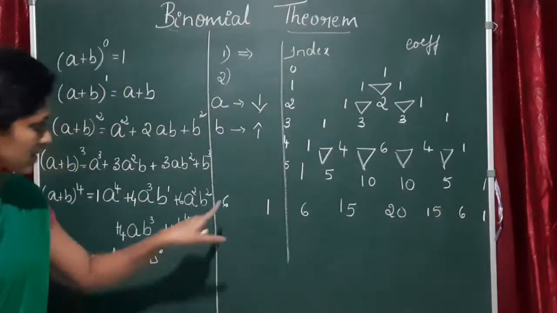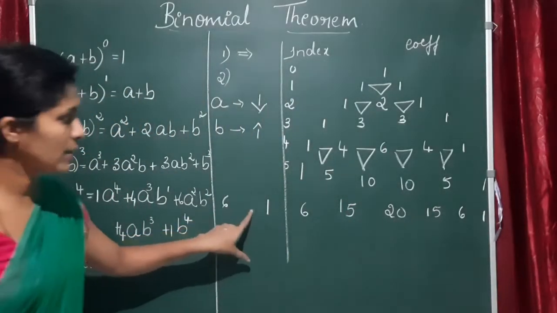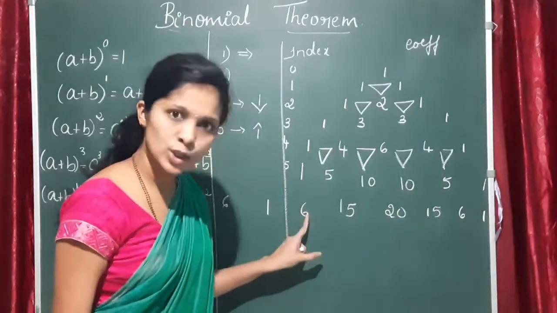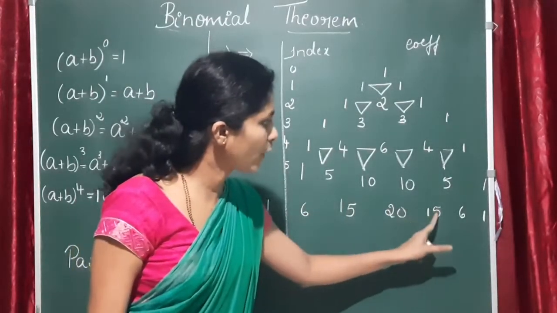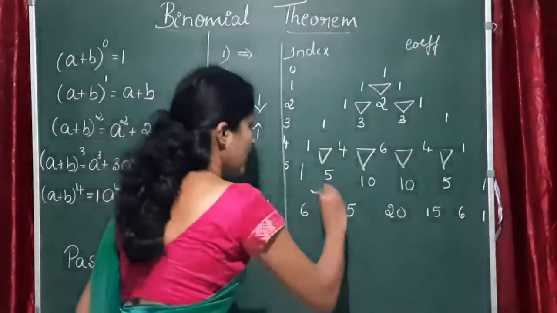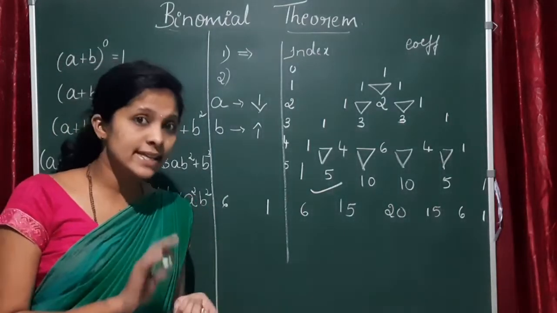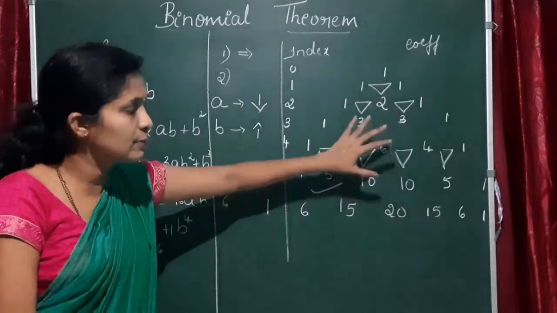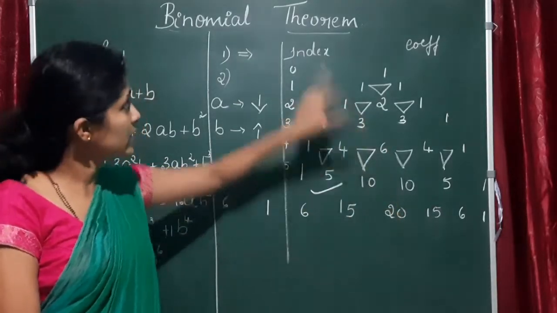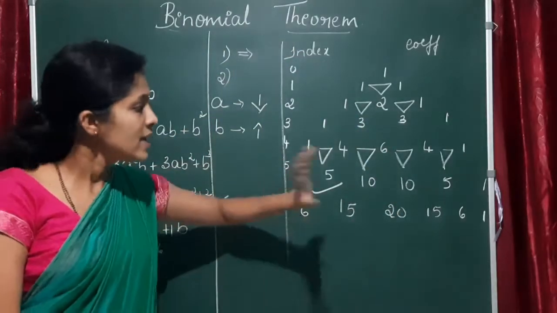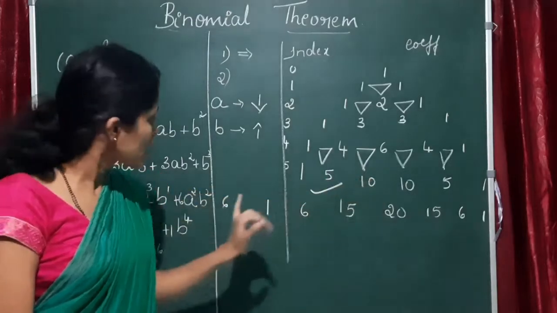Count the number of terms. Here index is 6. So the number of terms should be 7. 1, 2, 3, 4, 5, 6, 7. Right? So this is called Pascal's triangle. But in the competitive exams, we will not be using this method. We will be using the binomial expansion. That is different. Just you should know this concept. Okay.